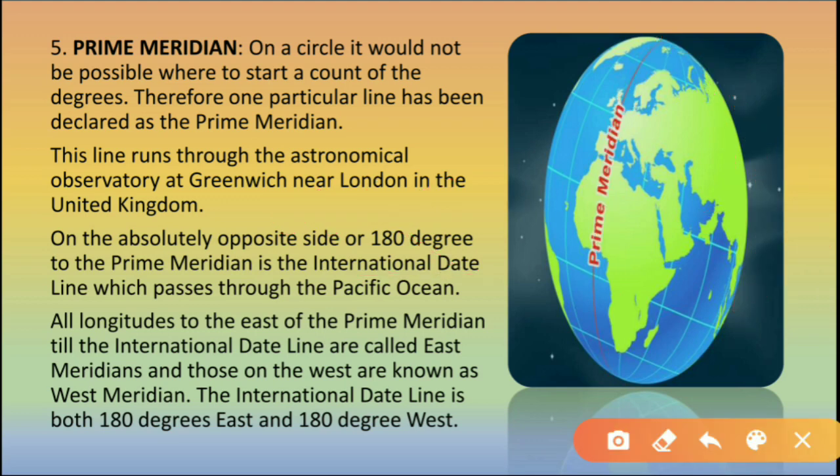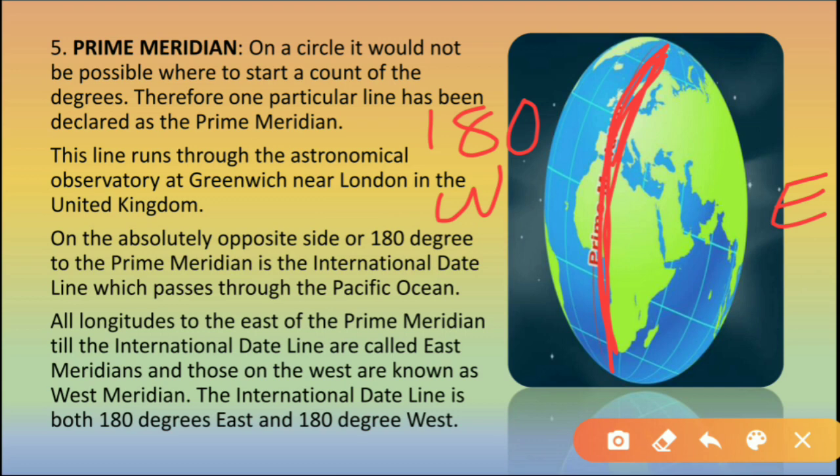Now students, as we know, the longitude lines are calculated in degrees. At the center it is the prime meridian. From the prime meridian to the international date line, towards the west and towards the east, towards the west there are a total of 180 meridians, known as west meridians. Towards the east there are a total of 180 meridians, known as east meridians. That is why it is written east meridians and west meridians.